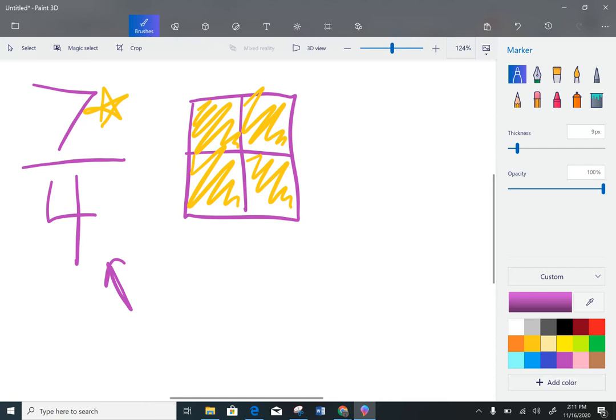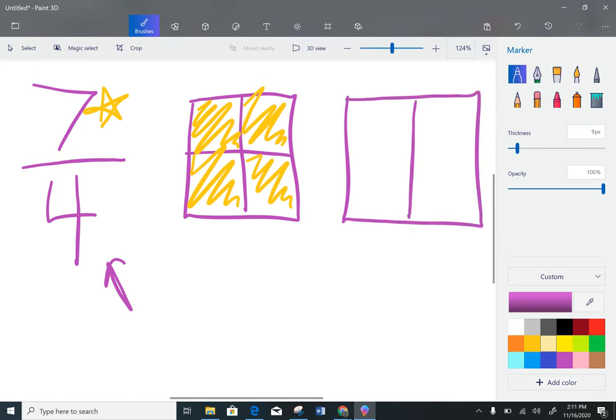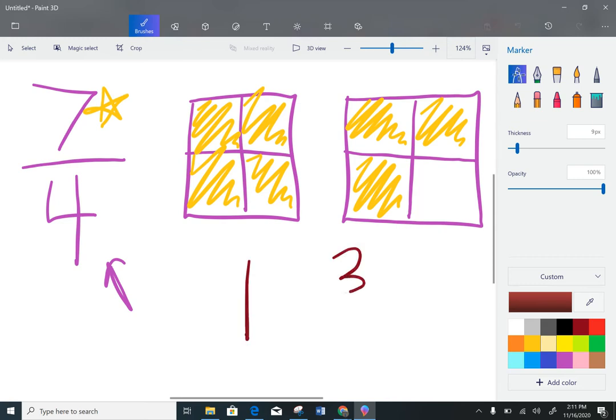Since we don't have enough pieces, we need another whole shape. And that whole shape should also be divided into 4 pieces. So I already have 4 pieces colored in. Now I have 5, 6, and 7. So my pieces tell me that I have 7/4, or I have 1 3/4.